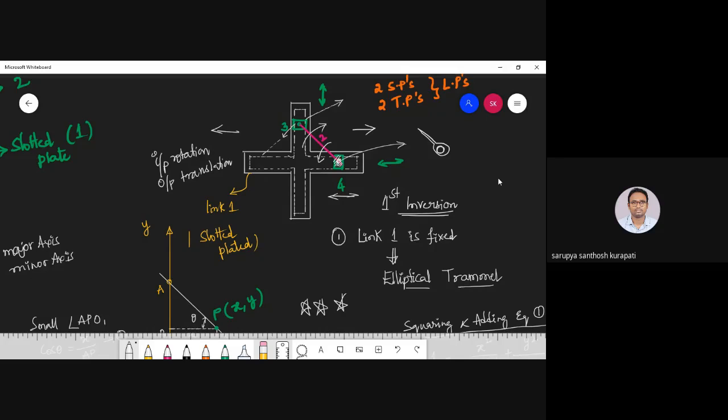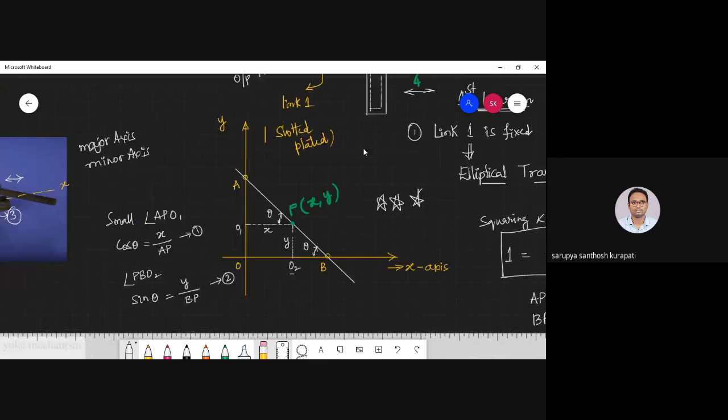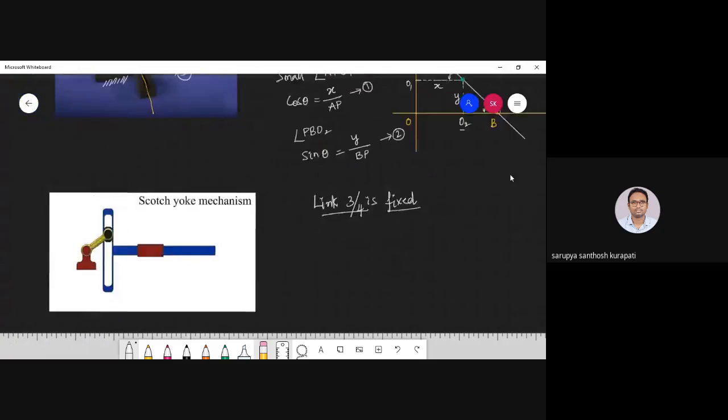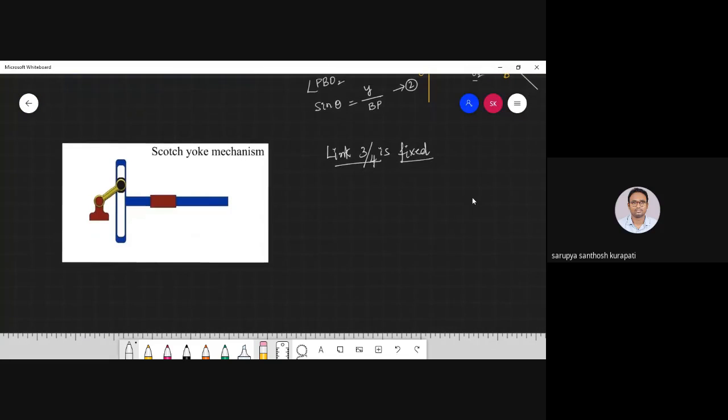Okay, so in this manner I'm going to use one such mechanism where I'm going to apply this, the Scotch-Yoke mechanism. So this is the Scotch-Yoke mechanism. I don't know how many of you observed it in your manufacturing laboratory or machine tools laboratory. So cutting machines are there.